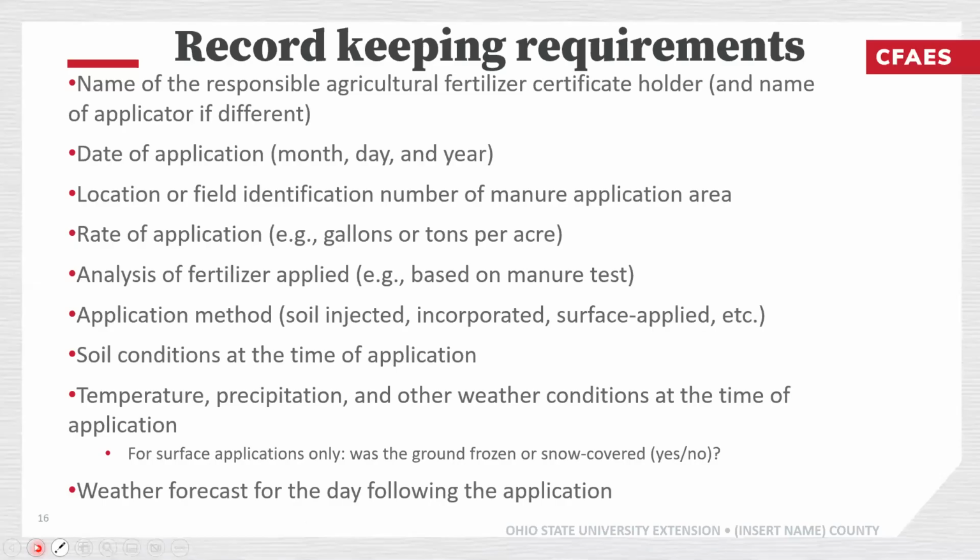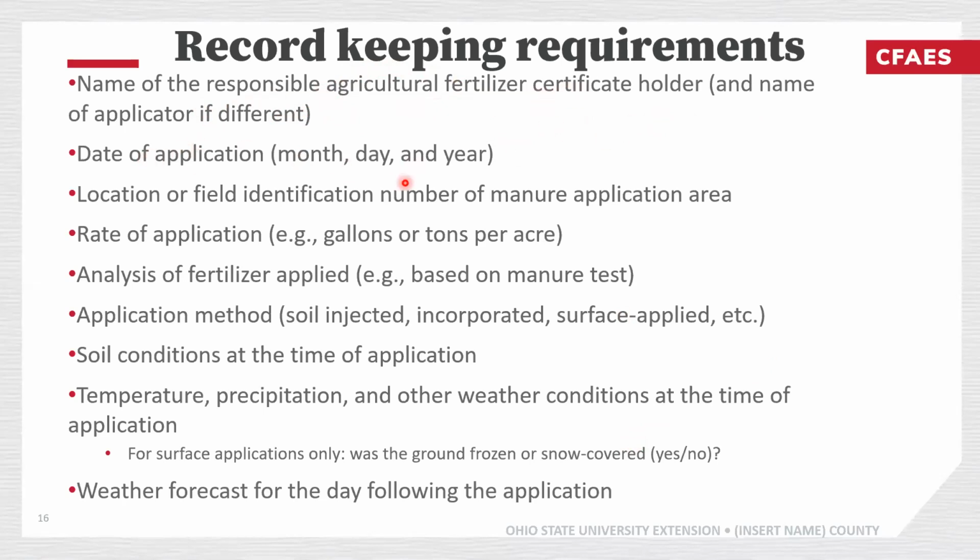Move into some record keeping. So with manure, there are some things that we're required to keep records on. We have to keep the name of the responsible agricultural fertilizer certificate holder, or the name of the CLM or whoever holds that manure application certificate if one is held. It's a little bit interesting that fertilizer certification may not be required if you just apply manure, but if you have that, you should include it on your manure records.